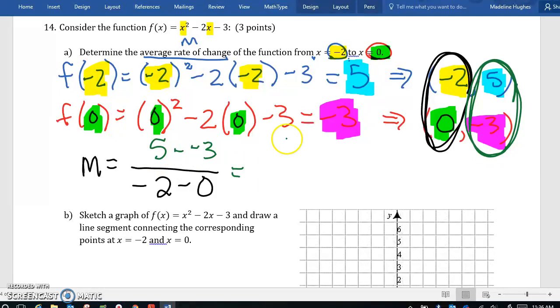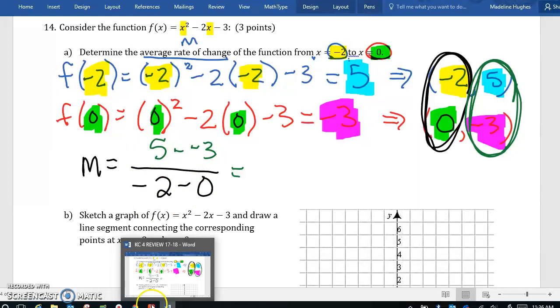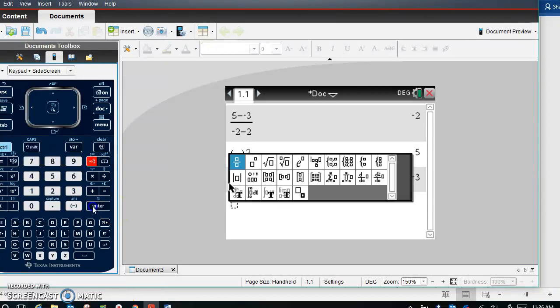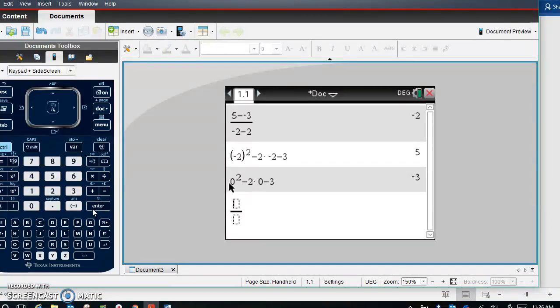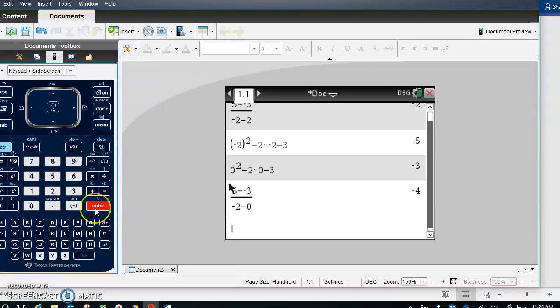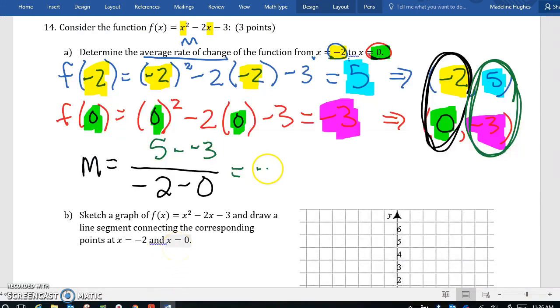We can plug this right into our calculator exactly how we see it. I'm going to go back over to the calculator and put a fraction in first. And the top of the fraction is 5 minus -3. And the denominator is -2 minus 0. Enter, and we get -4. That's our slope, or our average rate of change. This is equal to -4. Boom, we're done.